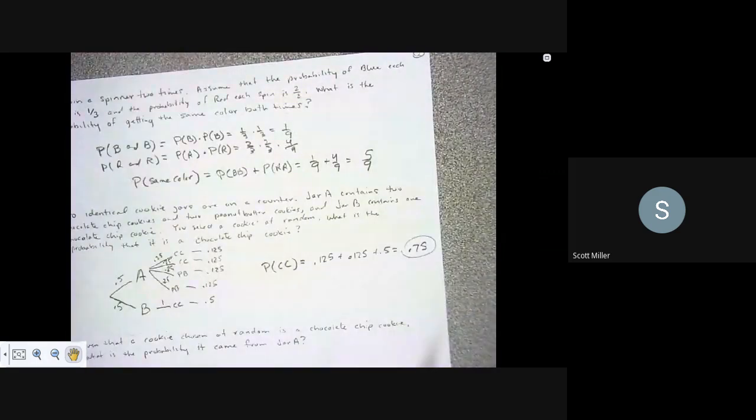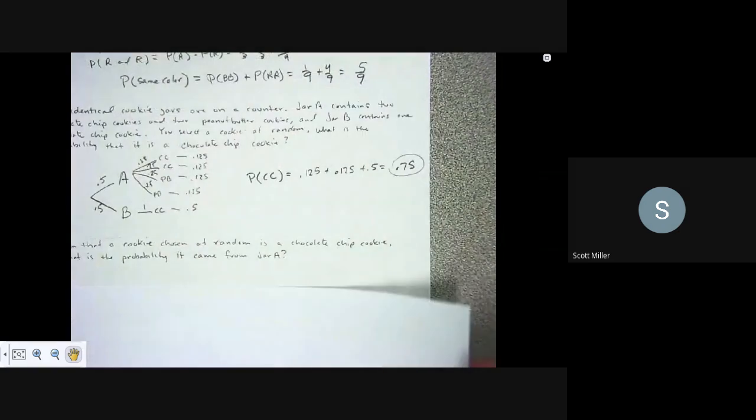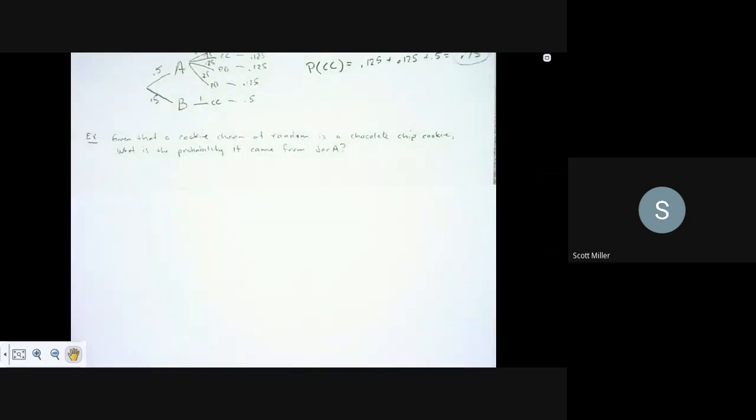This is the cookie jar revisited. Now we're looking at it a little bit differently. This time I'm going to say, given that a cookie chosen at random is a chocolate chip cookie, what is the probability that it came from jar A? Okay, so you already know that you got a chocolate chip cookie. So I'm asking, what's the chance that it came from A? So what do I do there?